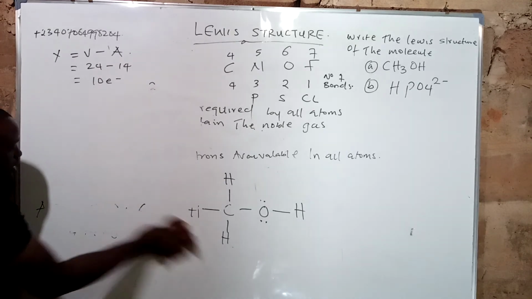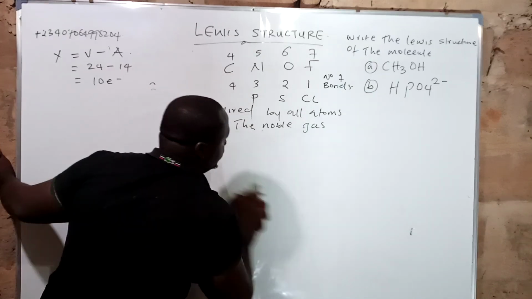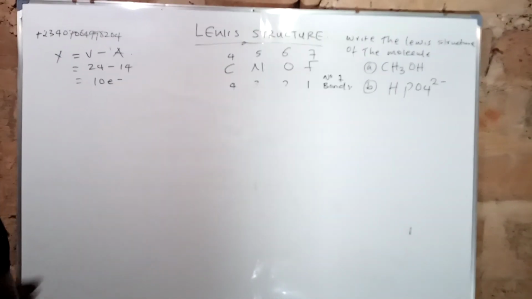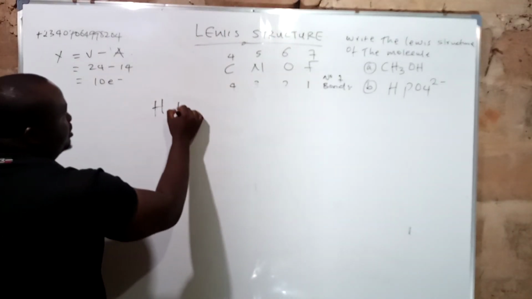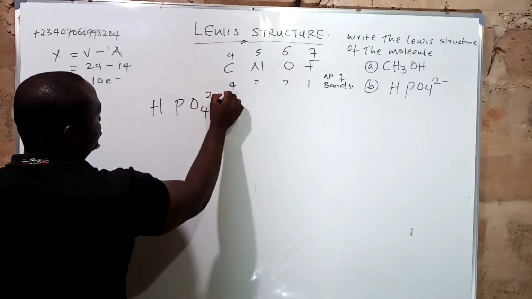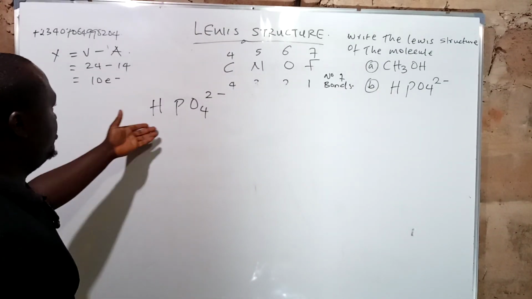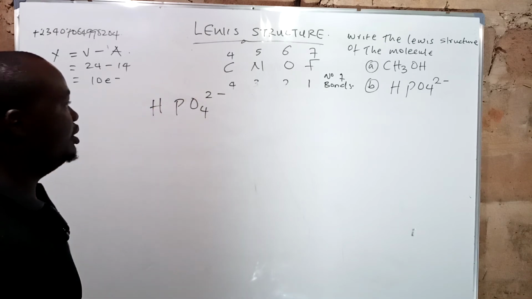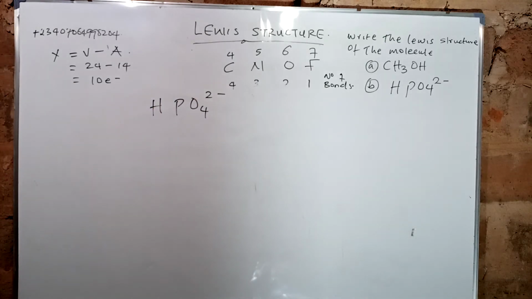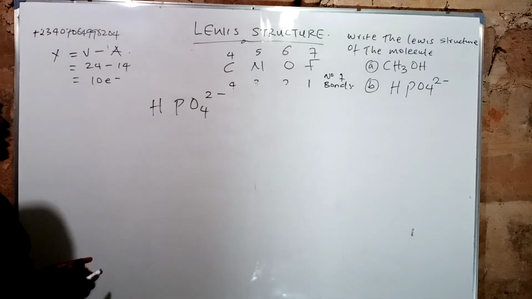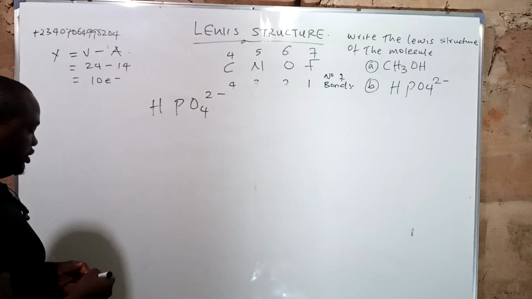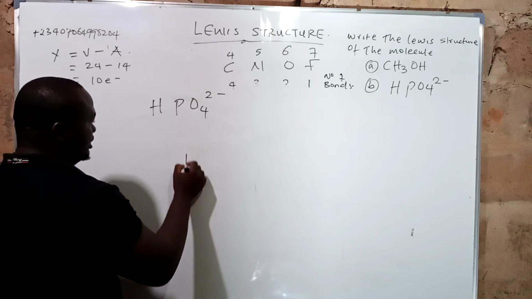Let me go fast in other ones. Okay. Now the next one is HPO4 2 minus. Of course, from here, apart from hydrogen, which of it should be our central atom there? Please guess on your own before I write it. Which of it should be the central atom? Now you can see that the least electronegative element here is what? The phosphorus. So the skeleton should be something like this.